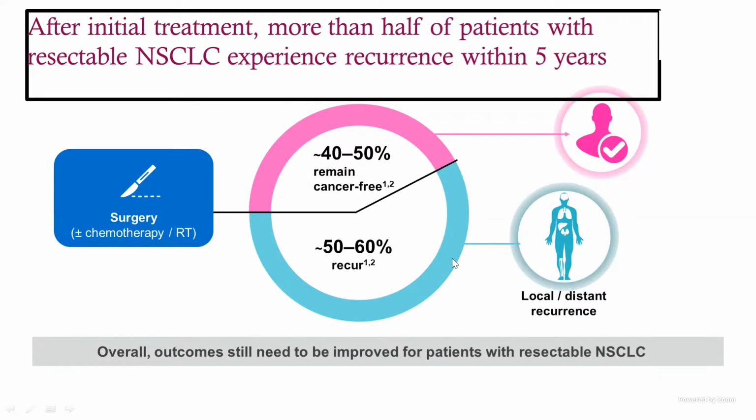It has been seen that after initial treatment in early resectable non-small cell lung carcinoma, either with surgery plus or minus chemotherapy or radiotherapy, after 5 years 40 to 50% remain cancer-free, but at the same time 50 to 60% recur with local or distant recurrence. This shows the importance of adjuvant treatment, whether chemotherapy, immunotherapy, or targeted therapy, which is very much indicated even in early stage lung carcinoma.